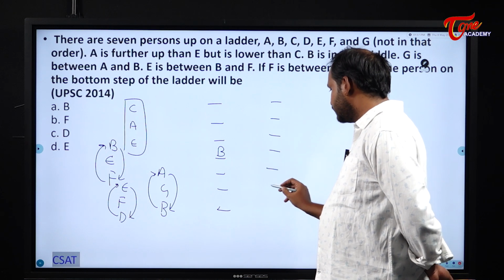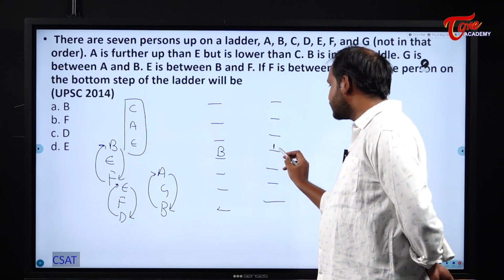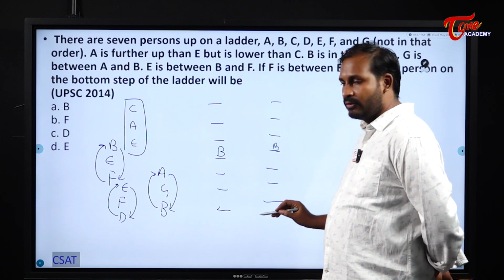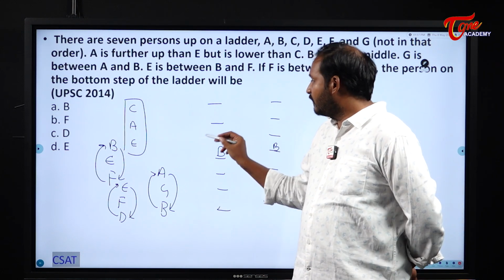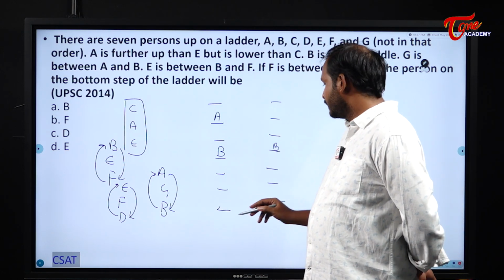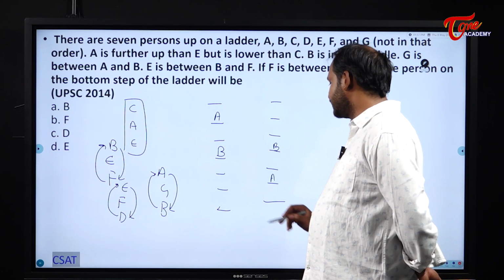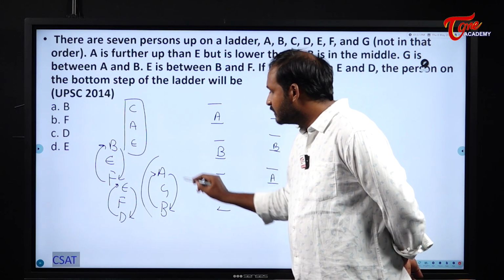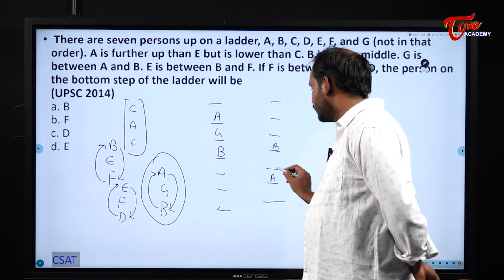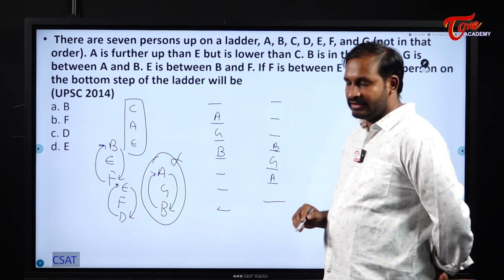What are those chances? A can be above B and A can be below B. I will take both the chances. Now if I assume A is above B, that means A will be there and in this case, where will I have G? I will have G here or here. So this logic is done.